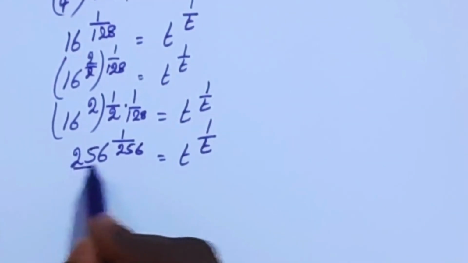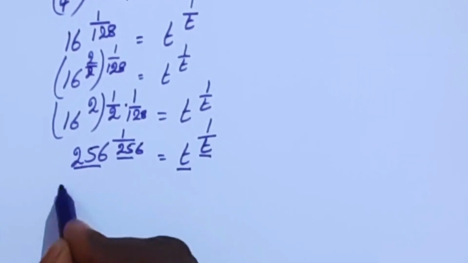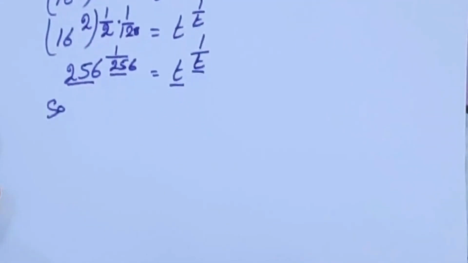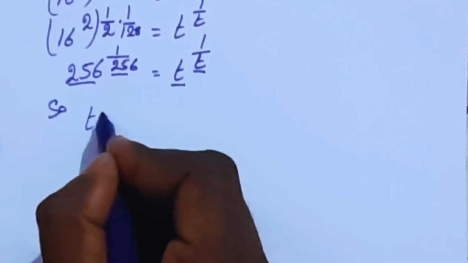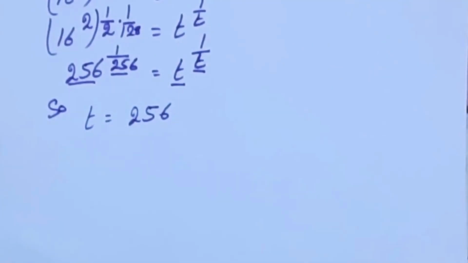If you see, the bases are the same and the powers are also the same. So t equals 256. This is the answer in this method.